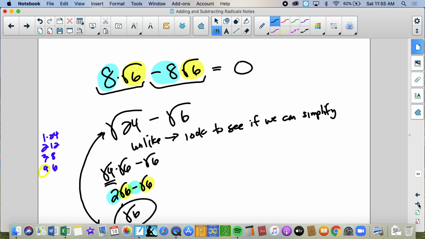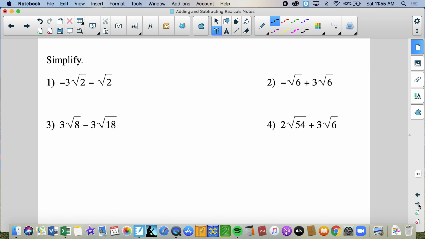That can't be simplified. So let's take a couple of these and let's do them together first. So number 1, we first look to see, are they like terms? Yes, they are like terms.